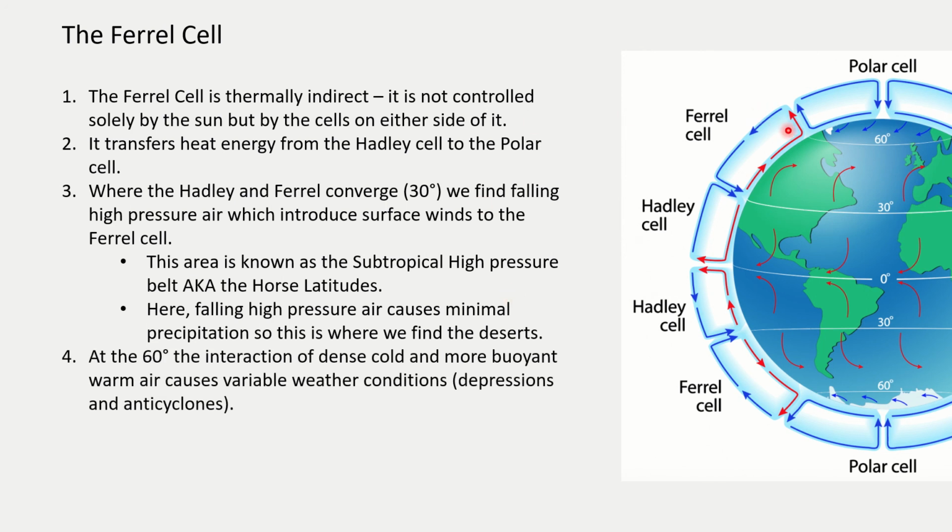At 60 degrees, the interaction of warm and cold air creates variable weather conditions, as I explained earlier. But the main things to take on board with the Ferrel cell are that it is thermally indirect. It's not controlled by the sun so much as the cells on either side of it. And secondly, that it transfers heat from the Hadley cell to the polar cell, and from the polar cell to the Hadley cell. Those two facts there are enough for your understanding of the Ferrel cell.